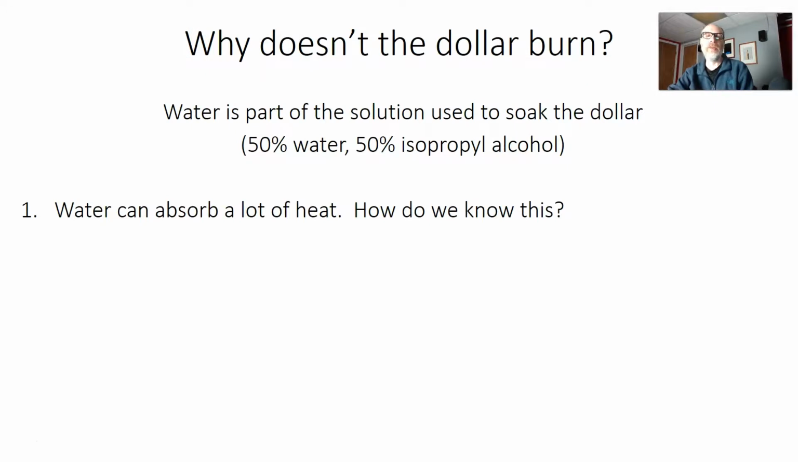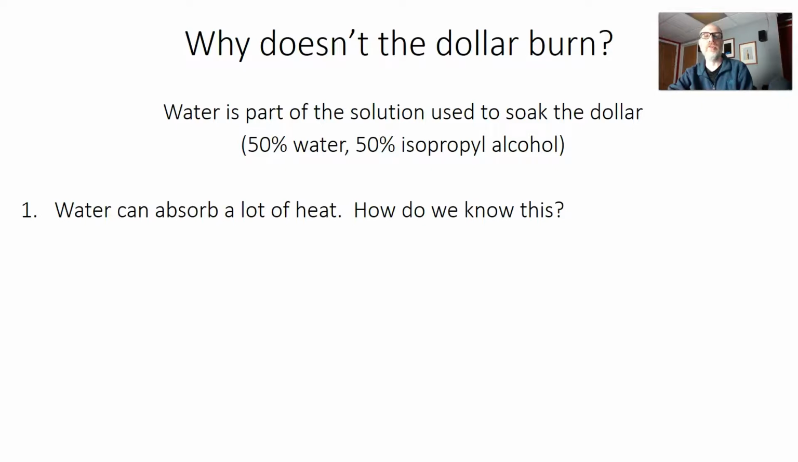So why doesn't that dollar bill burn? Well, first of all, generally what you'd use is a solution that's 50% water and 50% isopropyl alcohol. The isopropyl alcohol being the fuel, and the 50% water being there to absorb heat. Why absorb heat? Because the heat from the isopropyl alcohol burning is what would cause the dollar bill to start burning.